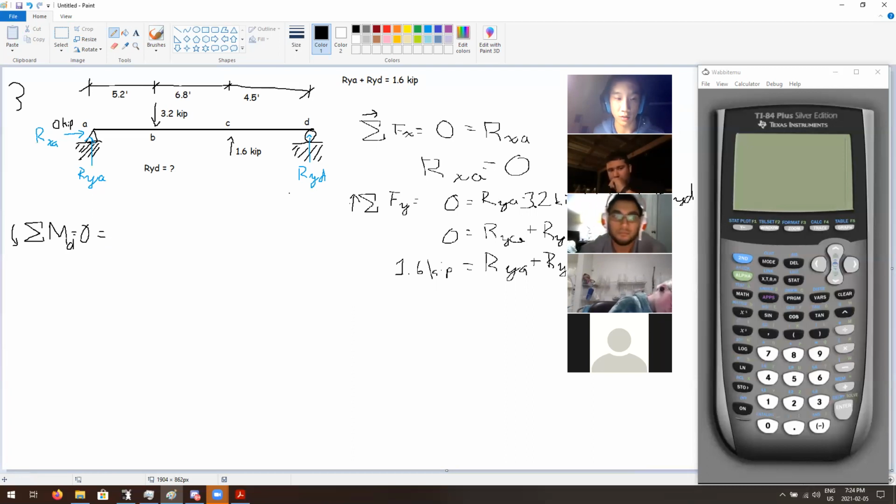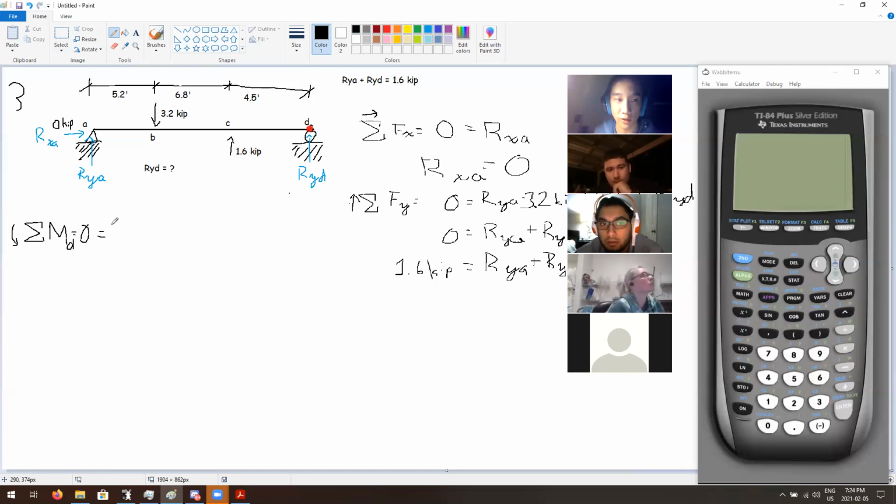I think it's because we're looking for RYD, so it's just easier that way. Yeah, we're looking for the vertical reaction at point D. We're looking for the summation of moments at point D. Right. So we're looking for what's happening at D, right there. We are looking for what is happening here.